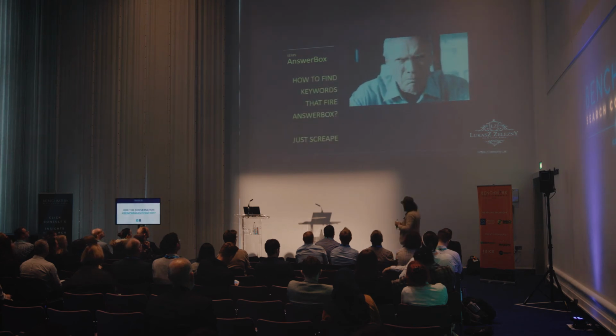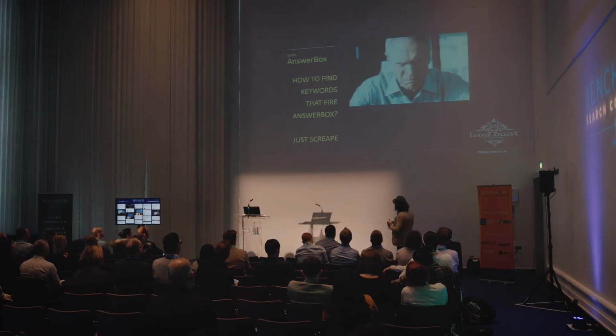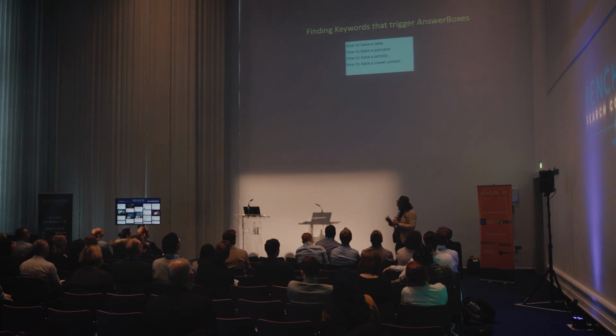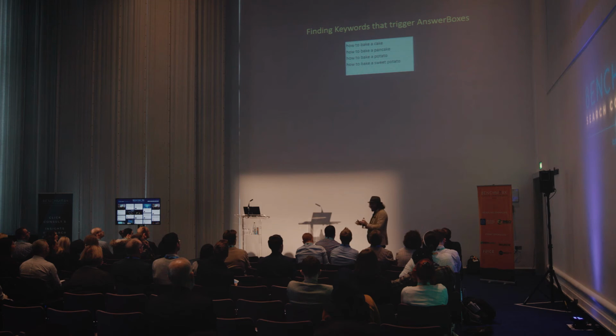Now, how to find answer box keywords? There are two methods. The nice one is simply to go to SEMrush and pull the data, and I have no time to show you this. Or the a bit dirty one, just scrape. And we will go through this one at the end. I chose four keywords intentionally, because I definitely knew that they would fire an answer box. How to bake a cake, how to bake a pancake, how to bake a potato, and how to bake a sweet potato. It's a different sweet potato and potato. I didn't know about that.